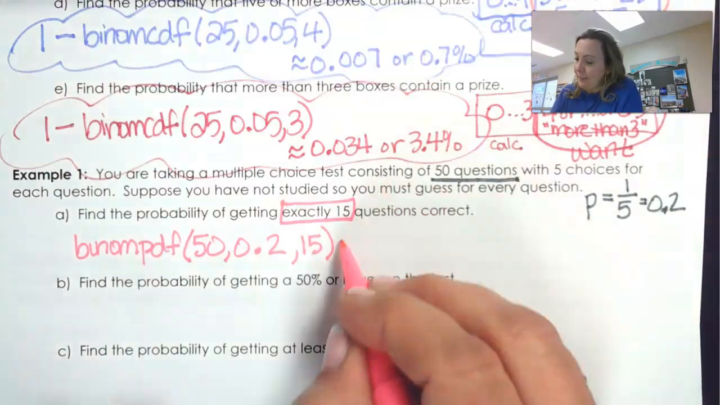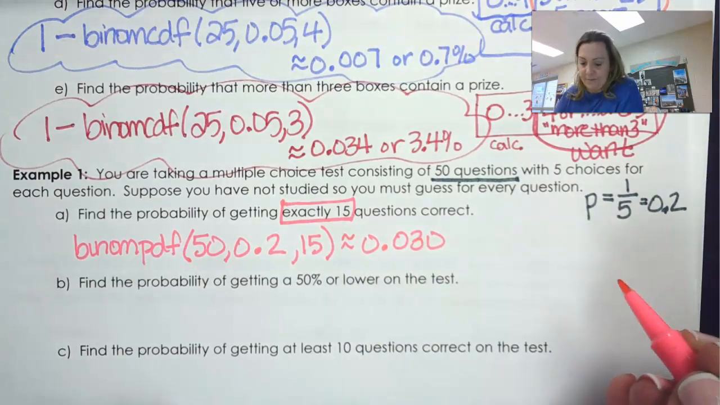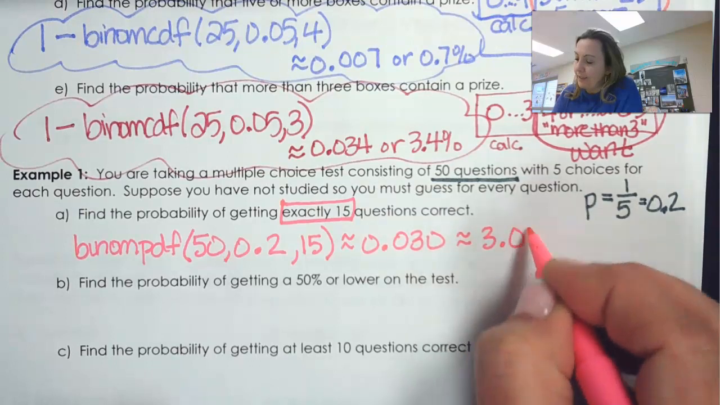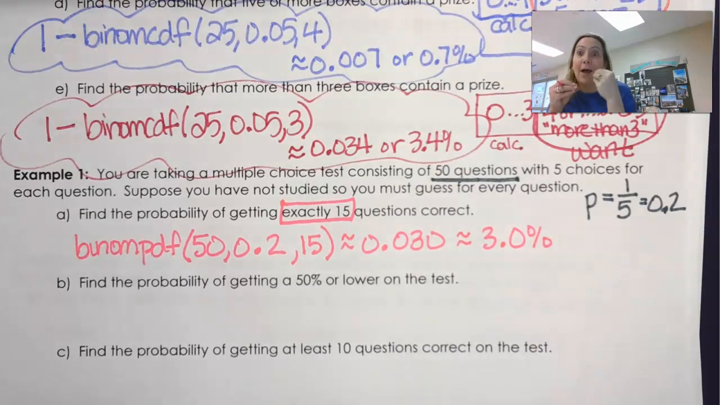So this is going to be about 0.030, which is about 3.0%. And again, I would keep the 0.0%. That tells you how close it is to 3%, that it's not 3.4%, it's not 2.95%, it's that close to 3.0%. Okay, so that's example 1A.